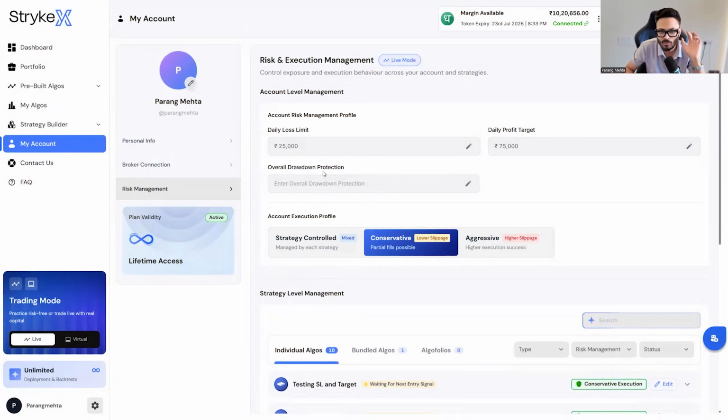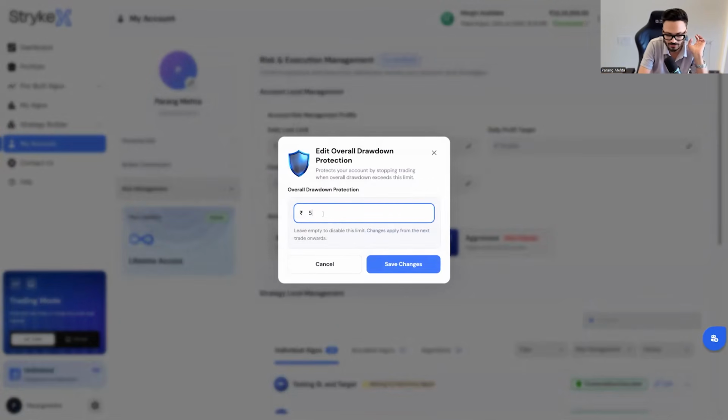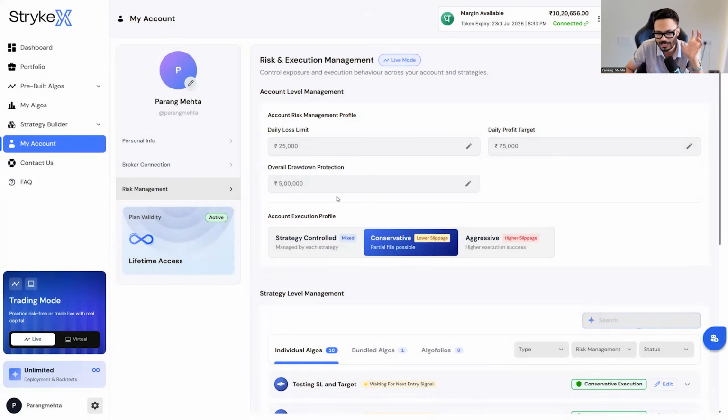Now, if I want the overall drawdown protection on my account size, I can just enter, let's say, 5 lakh rupees, that I don't want to lose more than 5 lakhs at any given point of time. I can have the overall drawdown protection also. And this is my account execution profile.